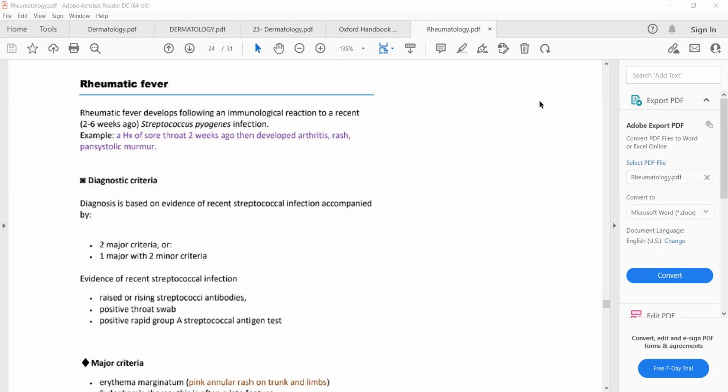Antibodies are formed against the antigens of streptococcus pyogenes that cross-react with the structures present in the body and result in rheumatic fever. Now, what is the diagnostic criteria for rheumatic fever?